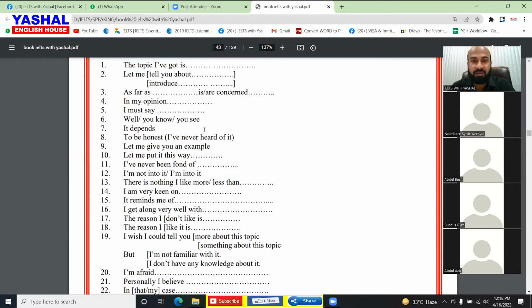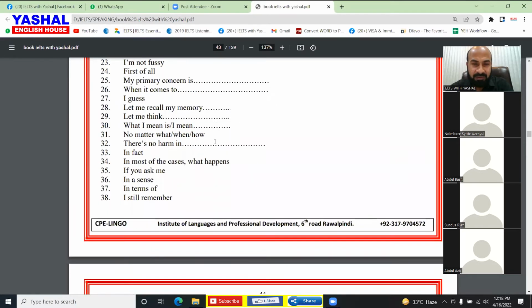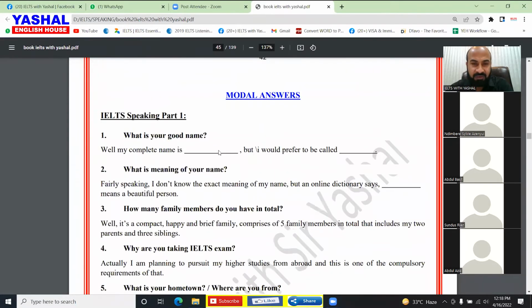Your pronunciation should be okay. Your fluency matters a lot. Task achievement, whatever the questions you are given, you have to answer accordingly. These are the things the examiner asks in part one, part two, and part three of the speaking test. Clear? Okay. At the end we would be going for a question answer session.